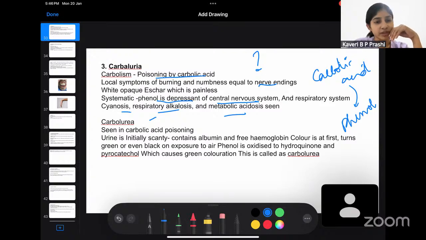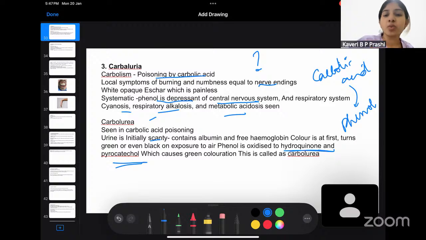In carboluria, urine is initially scanty. That is, the person excretes a very little amount of urine which contains albumin and free hemoglobin. Color at first is red, then turns green, and even black on exposure to air. Phenol is oxidized to hydroquinone and pyrocatechol, which causes green discoloration. This is called carboluria.